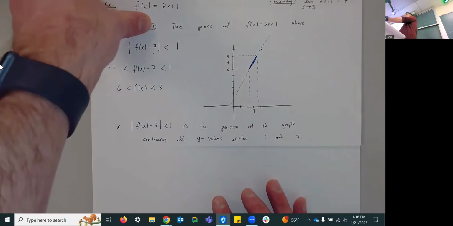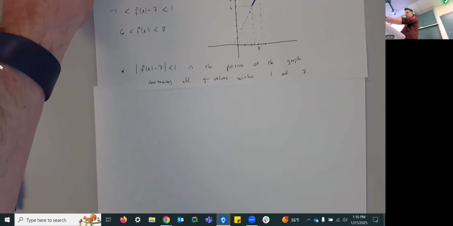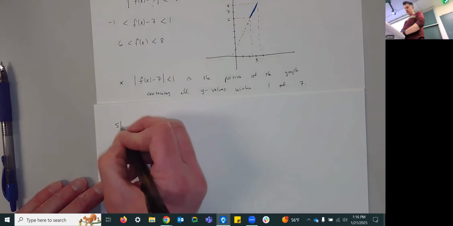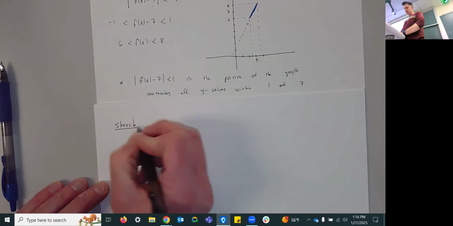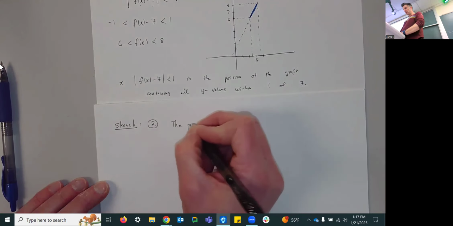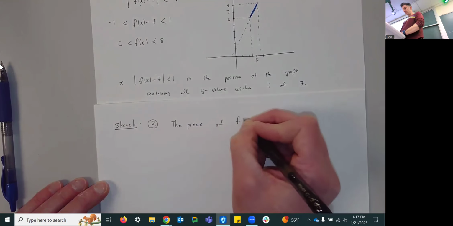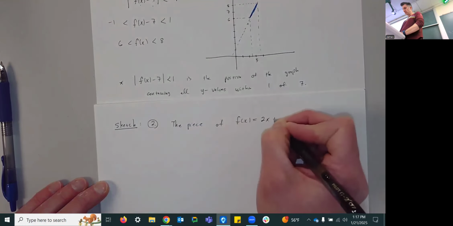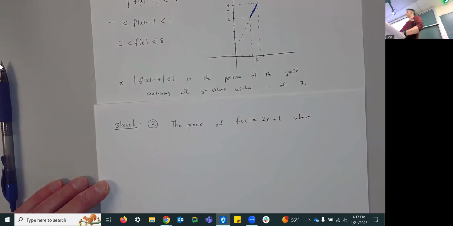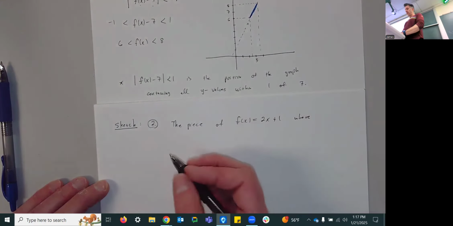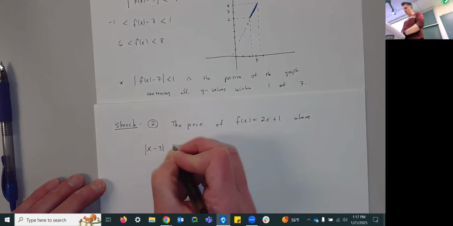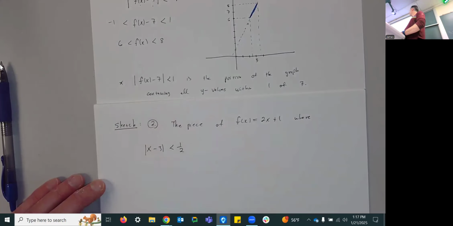Okay, now we're going to do a similar thing, which is going to feel the same, but it's slightly different. So here we're going to sketch something else. So now we're going to sketch part 2, the piece of the same function, where instead of caring about where the function values are, we're going to ask where the x values are. So we're going to say we want the x values to be within 1/2 of 3.